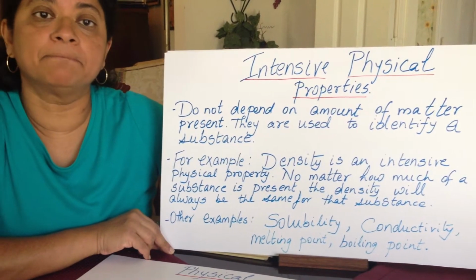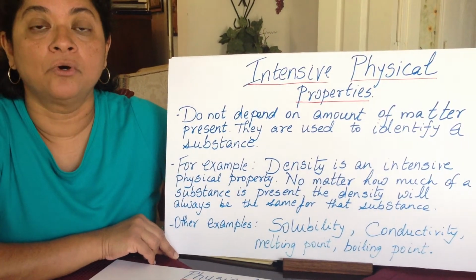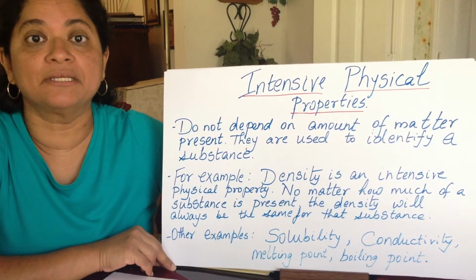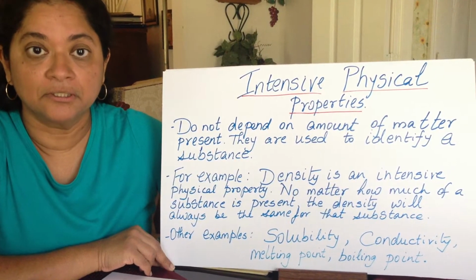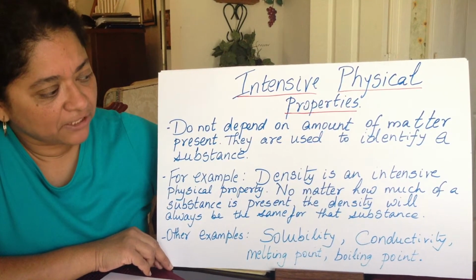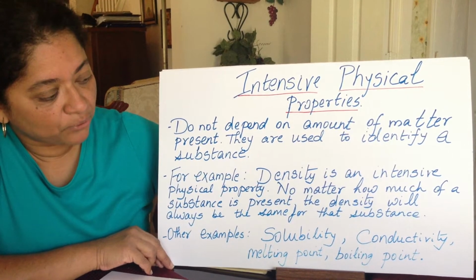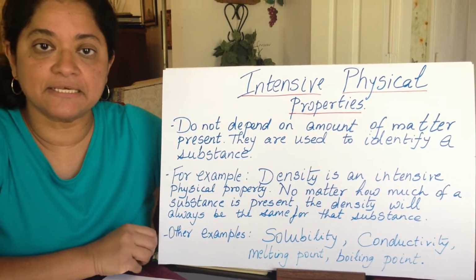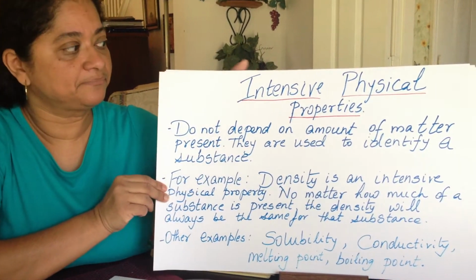So if I have a big block of gold or a tiny bit of gold, they're going to have the same density of 0.9 gram per centimeter cube. Other examples: solubility, conductivity, melting point, boiling point are other examples of intensive physical properties.